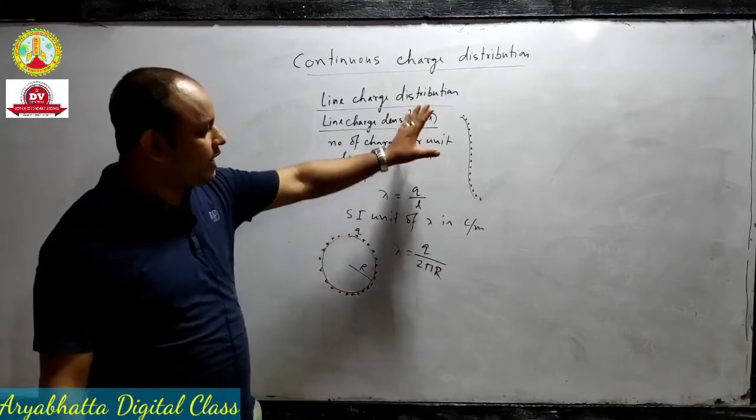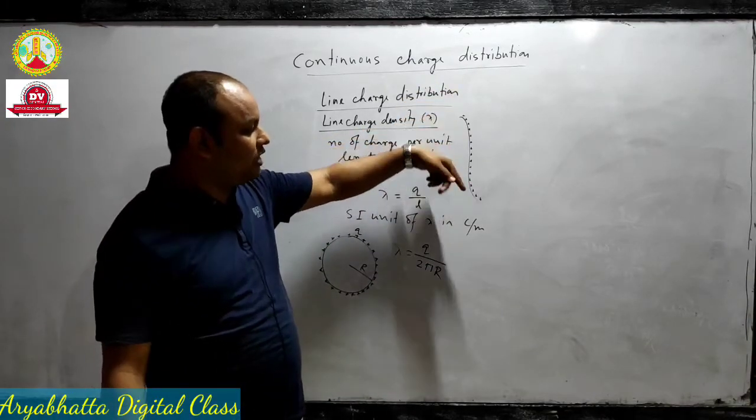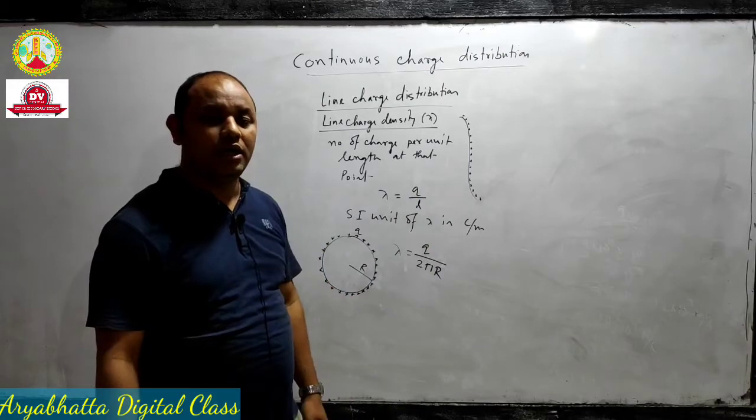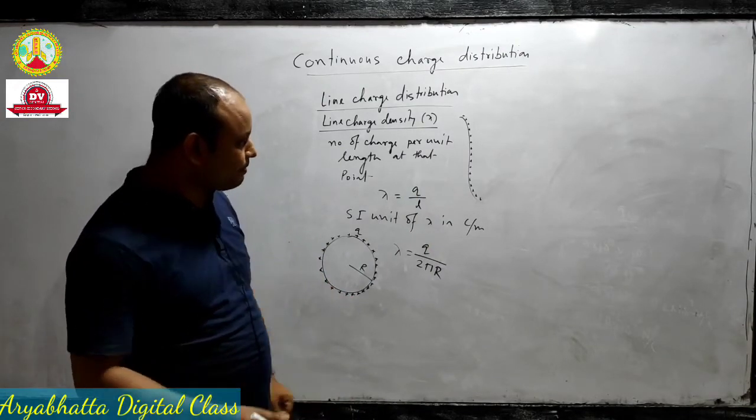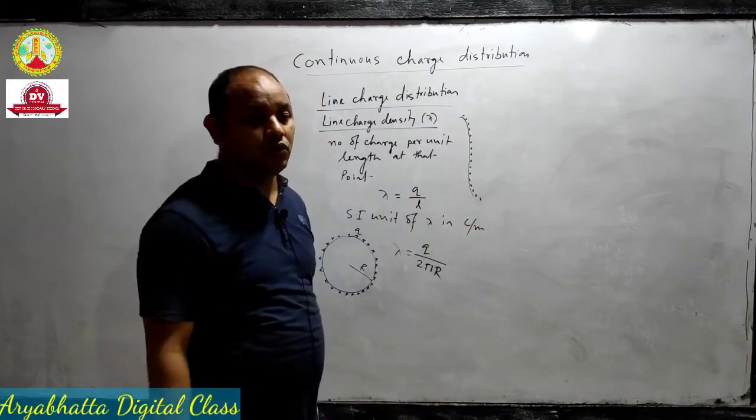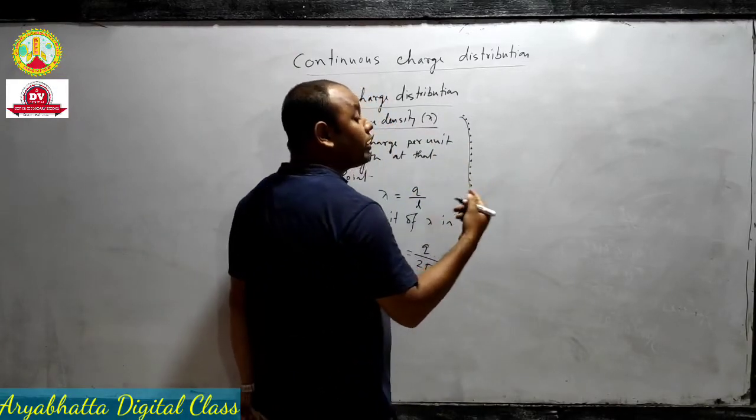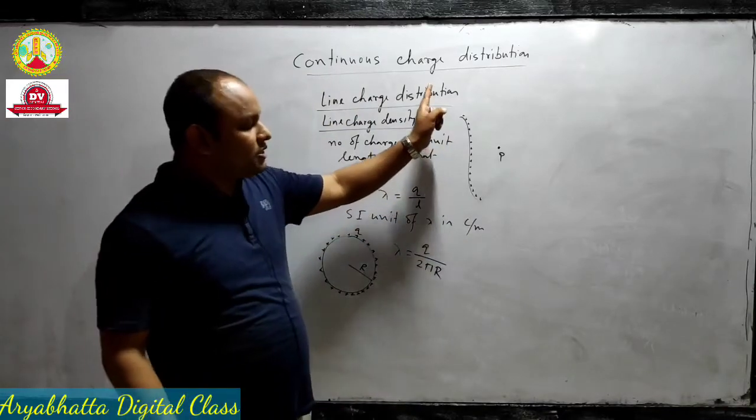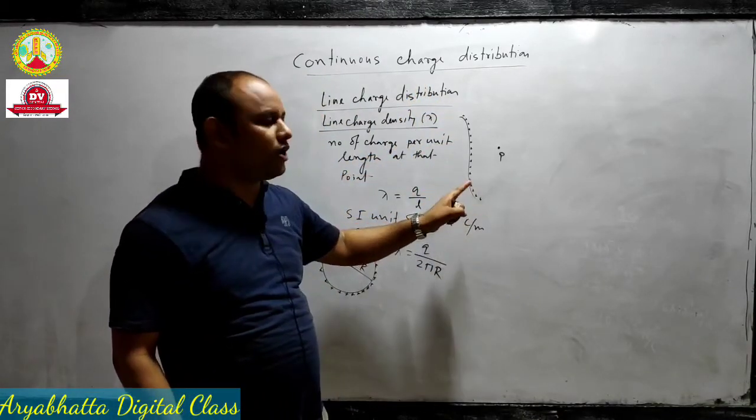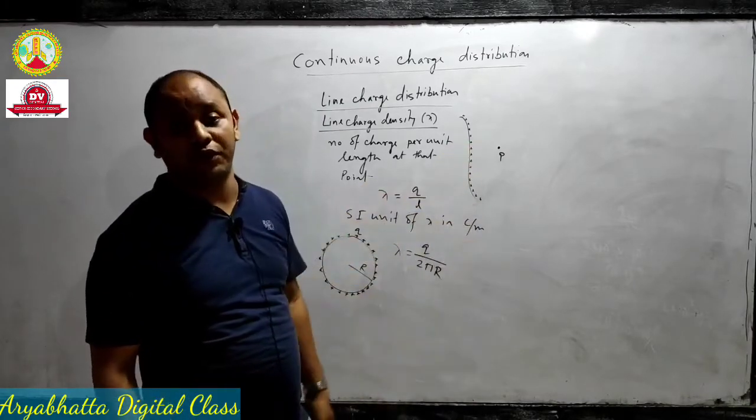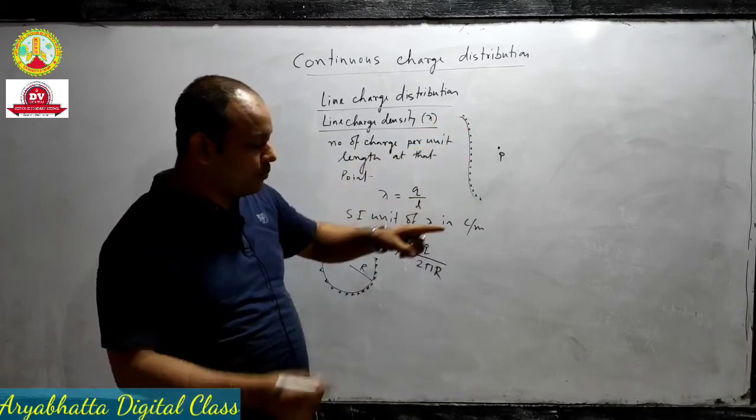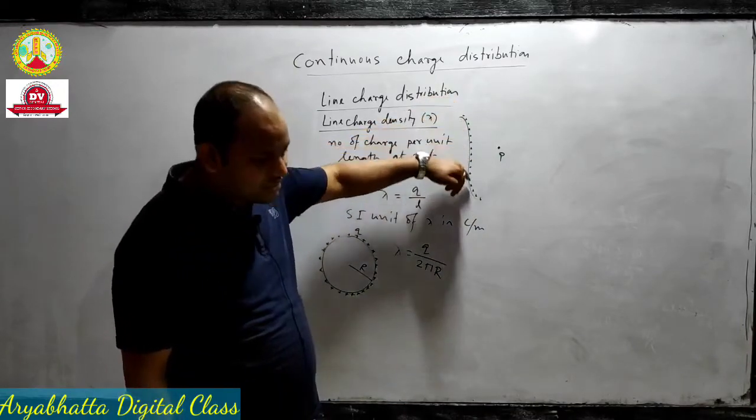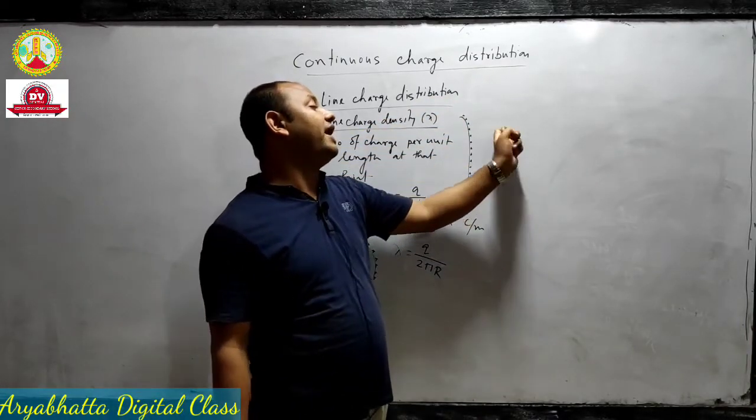Here in this diagram you can see this is a line and the charges are uniformly distributed on this line. For this uniform line charge distribution, we are going to calculate the value of the electric field at point P. Upon this line the charges are uniformly distributed, and because of those charges we are going to calculate the electric field at this point.